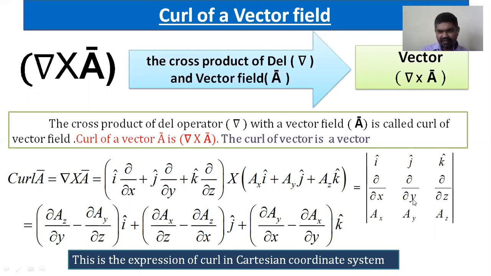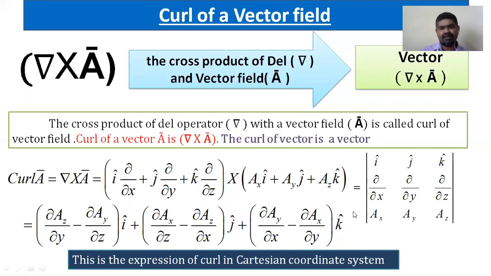Dou Az by dou y minus dou Ay by dou z, into I cap. This is the first. Next, go for J cap. You have to take the negative sign: minus J into dou Az by dou x minus dou Ax by dou z. But when you take that negative sign and multiply, you get dou Ax by dou z minus dou Az by dou x, into J cap. Next, the last one, K cap into dou Ay by dou x minus dou Ax by dou y.